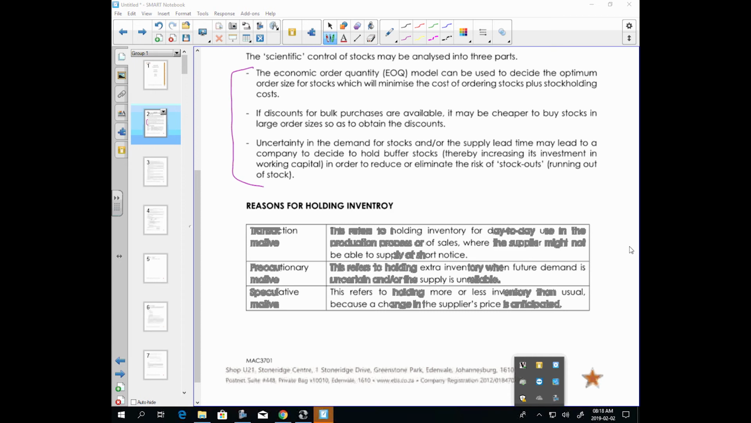Okay, so your reasons for holding inventory, your transaction motive. This refers to holding inventory for day-to-day use in the production process or sales. So we want to sell our stock. We have stock, so we can sell it. Your precautionary motive is in case you need more stock.